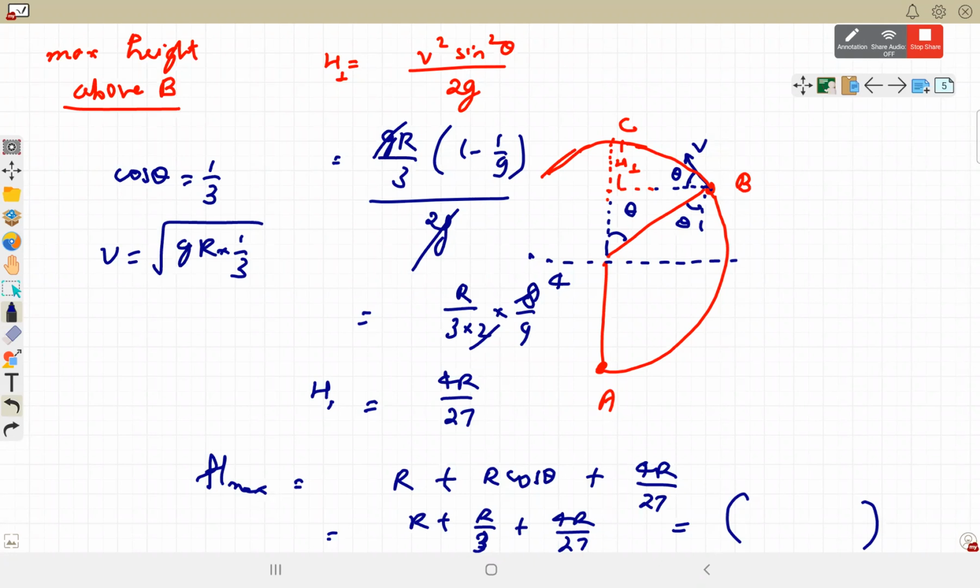40 R by 27. Okay. Everyone got this answer? Yes, 40 R by 27.